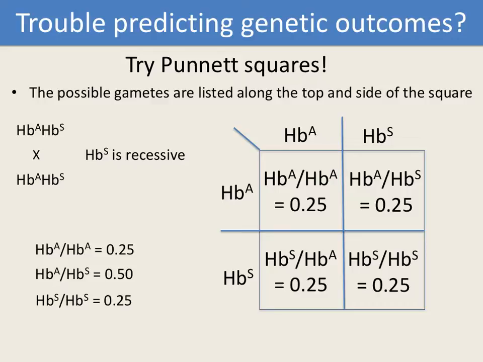Now, what's the probability that there are carriers? The parents are carriers, or the children are carriers of the allele. 50%. Right. You have up on the top right 25%, and on the bottom left you have 25%. Those are both heterozygotes.